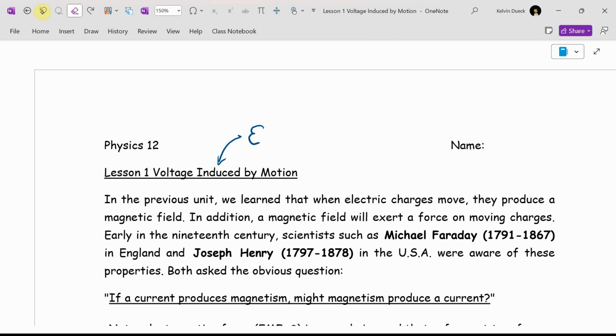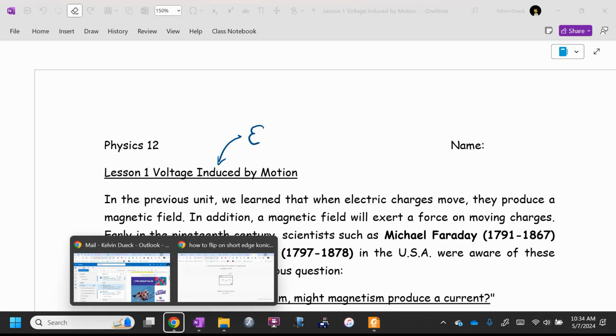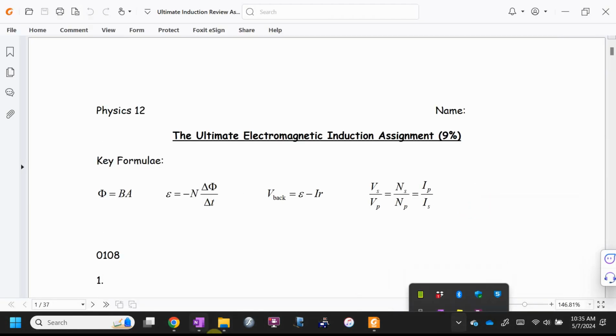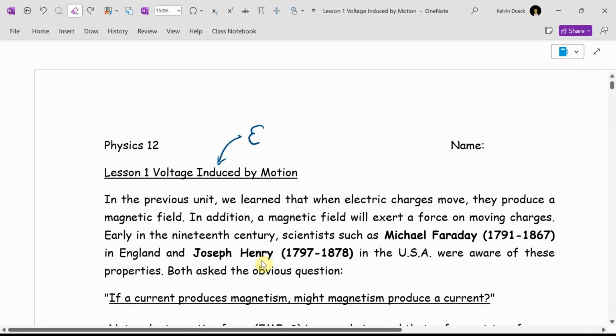But what we're going to end up with are equations that have created or induced voltage. So we're going to use capital V for the voltage created like from a chemical reaction from a battery. We're going to use this symbol for a voltage that's created through motion. We'll talk about how that's going to work.